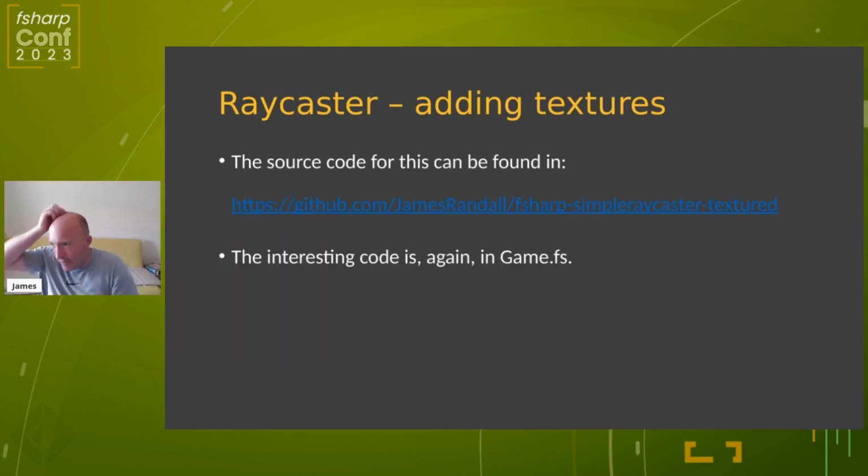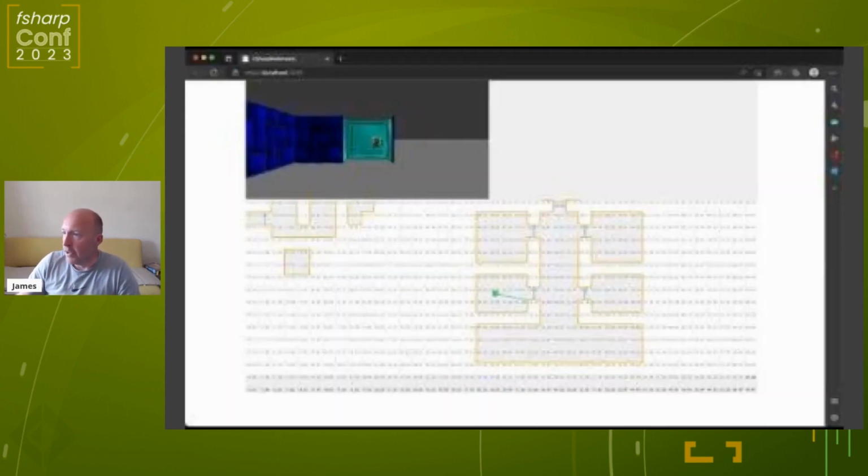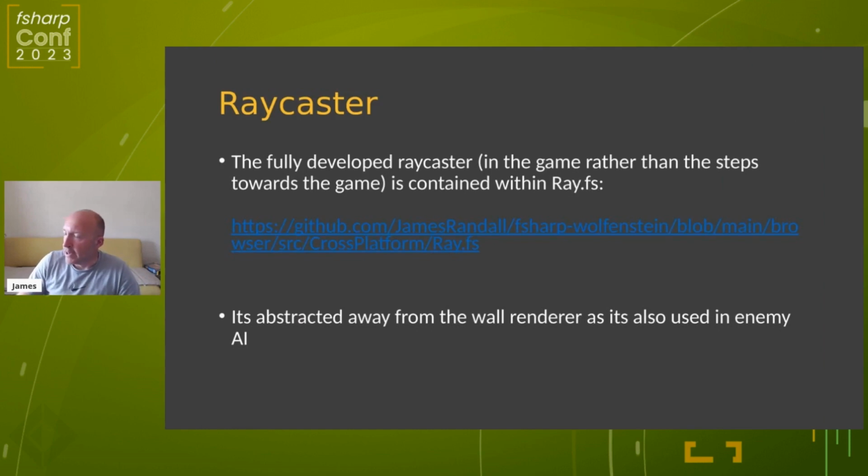I won't go into the code in this because of the time limitations, but there's a super simple implementation of this in that GitHub link there. All it really adds is texture loading and some stuff around byte arrays and scaling the image, but it's not particularly complicated. We'll skip that because of time, and then we'll get on to the actual Wolfenstein bit itself.